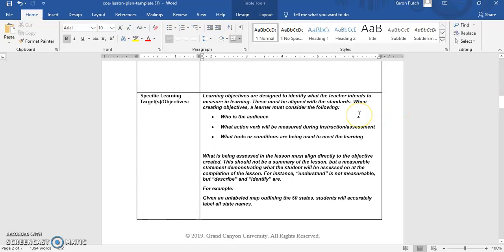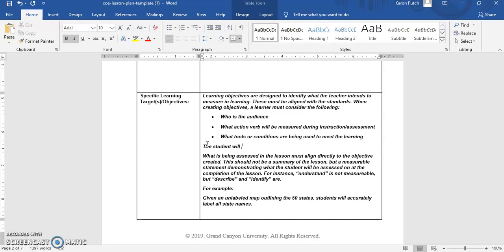The objectives. This is a biggie because many students get this confused. With a learning objective, typically I start a learning objective with "the learner will," and I'm going to see if it'll let me type this in, or "the student will."